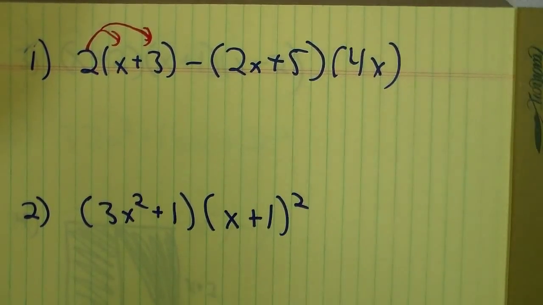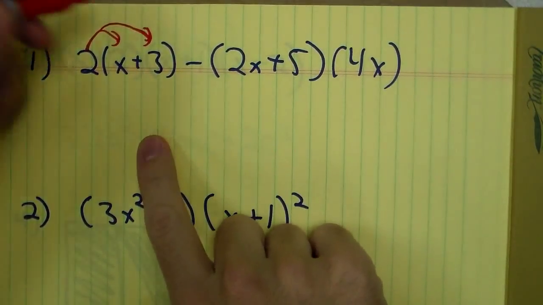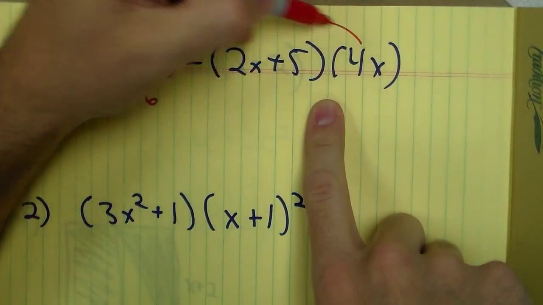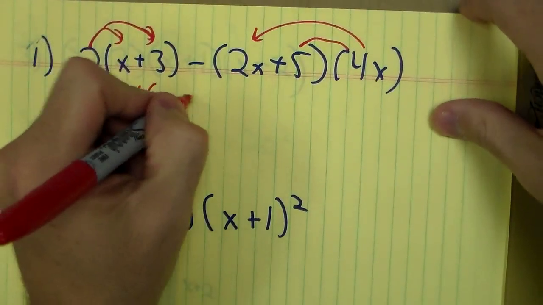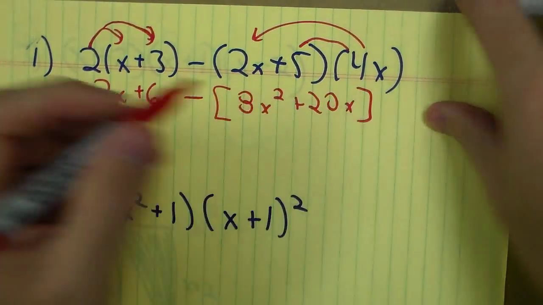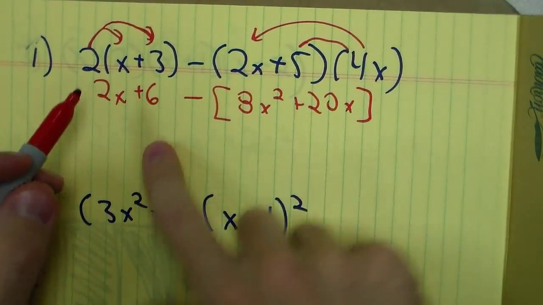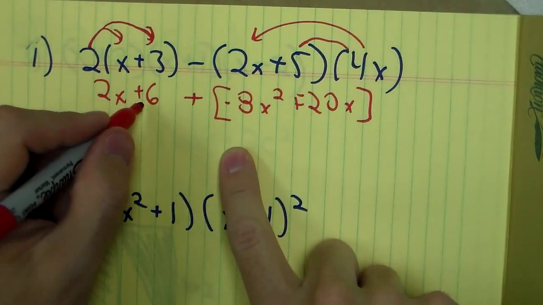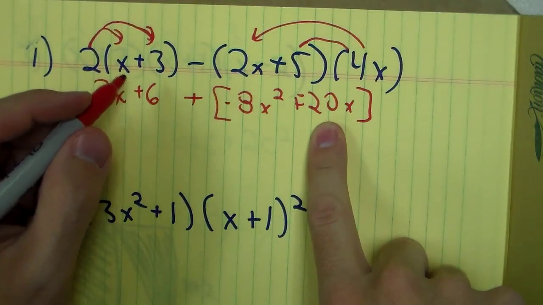For our Unit 1 quiz, we start with number 1, simplifying the expression. We're going to distribute first. We get 2x plus 6 for our first expression, and then we have minus an 8x squared plus 20x. We're now going to subtract this from our original, so I'm just going to distribute the negative: 2x, 6, negative 8x squared, and negative 20x.